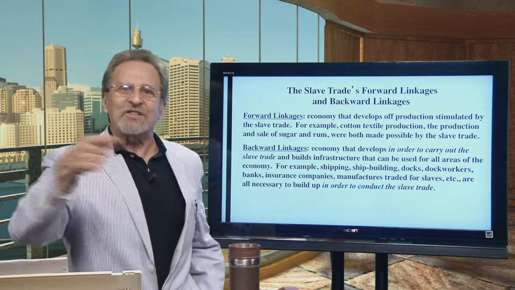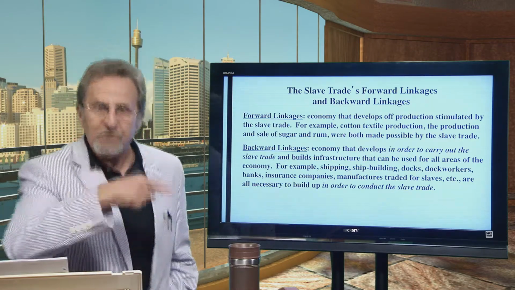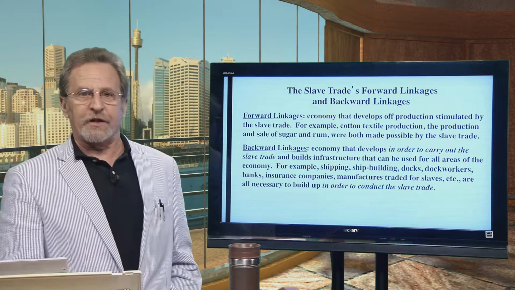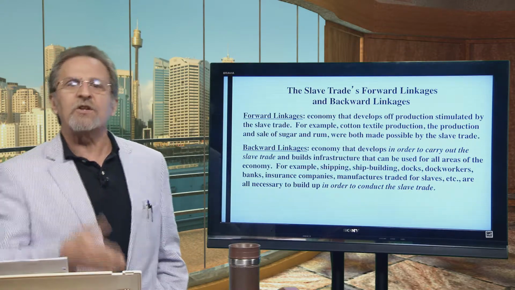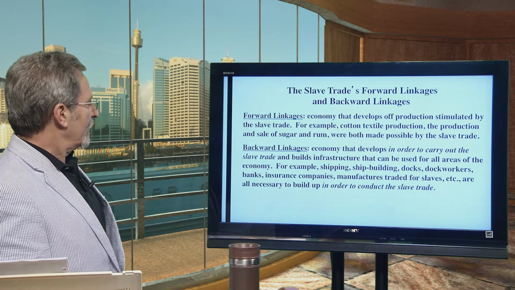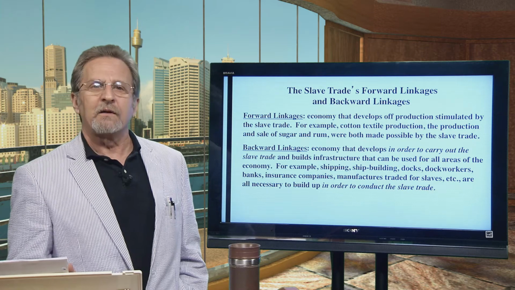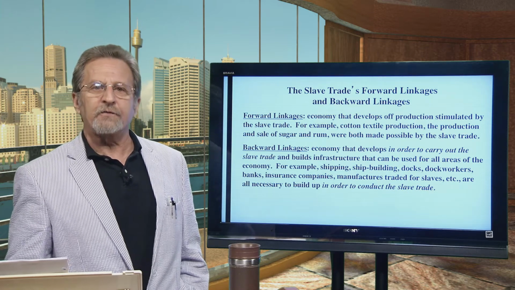You needed banks to finance all this. You needed insurance companies to insure all this. These are the backward economic linkages that Britain must create in order to carry out the slave trade.